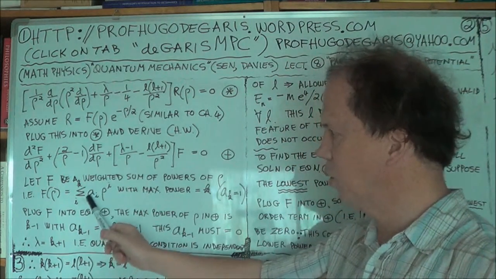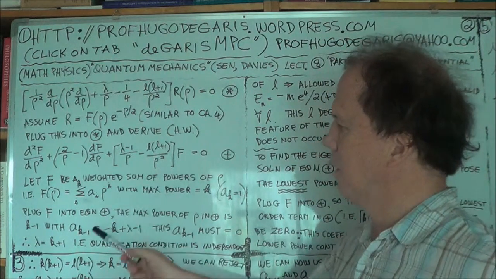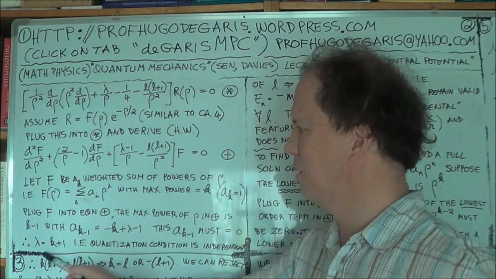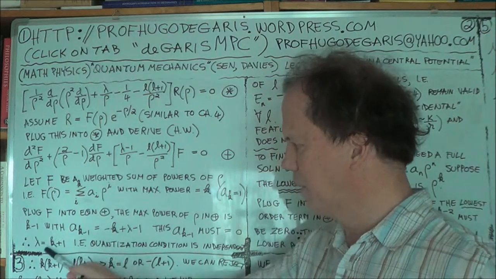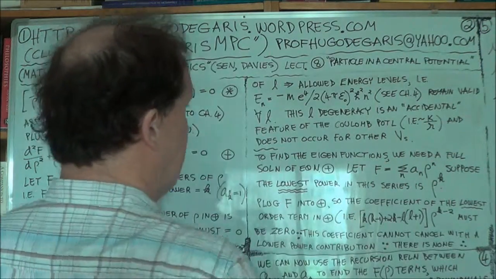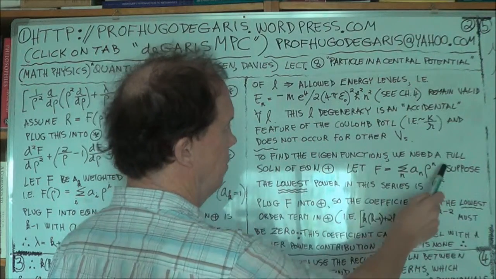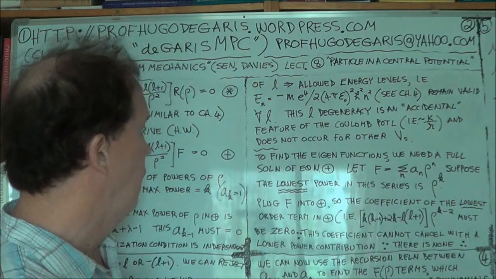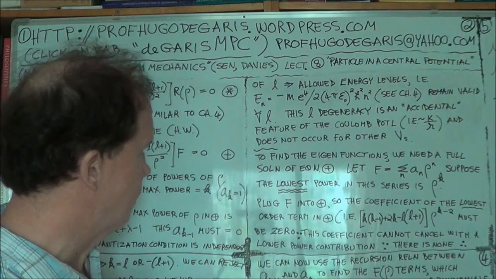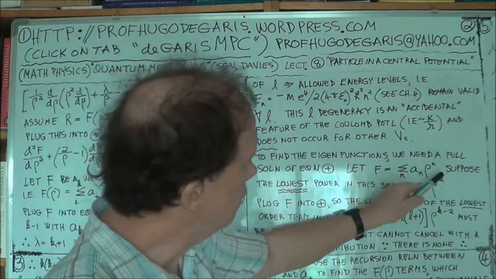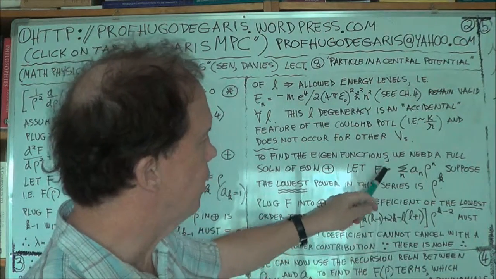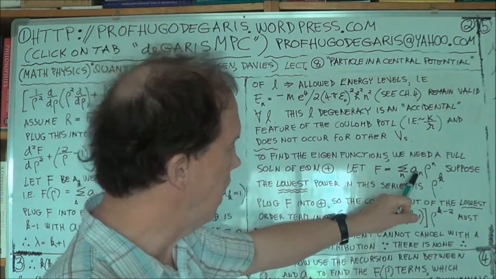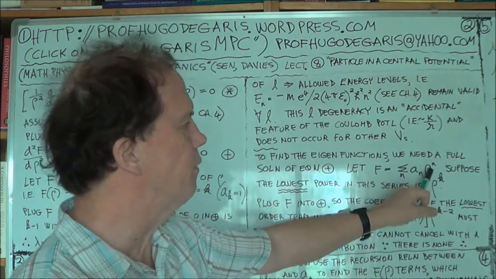We need to know what all these coefficients are. We only dealt with one of them to get this restriction. We knew lambda had to be of this integer form, right? So we now need to know what the coefficients are in full to know what F is. Now, we've done this kind of thing before, assuming some function is represented by a weighted sum of powers of some variable.